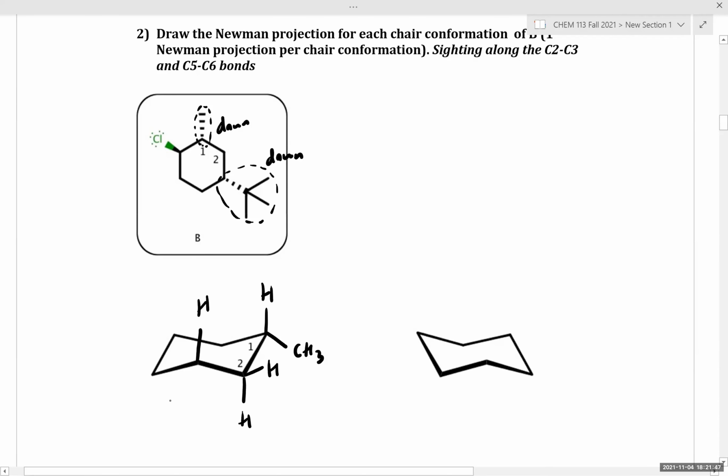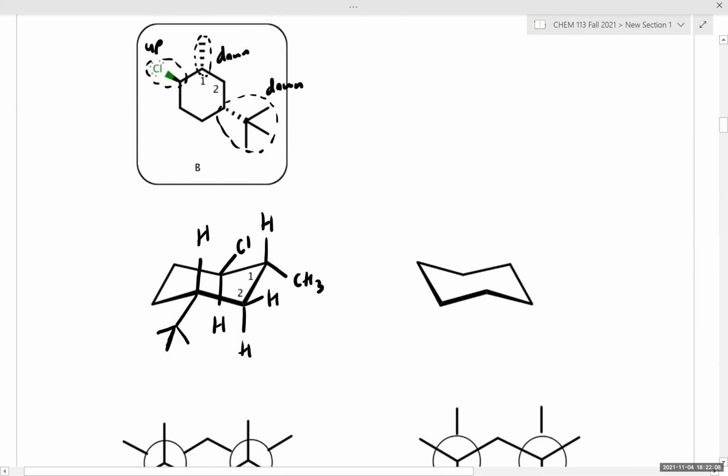And again, let me just check. Yes, it should be pointing this way. Okay. Chlorine has a wedge, so it's pointing up out of the page. So in this case, the chlorine would be equatorial pointing up. Does it make sense how we converted this dash wedge notation into our desired chair conformation? Any questions on this?